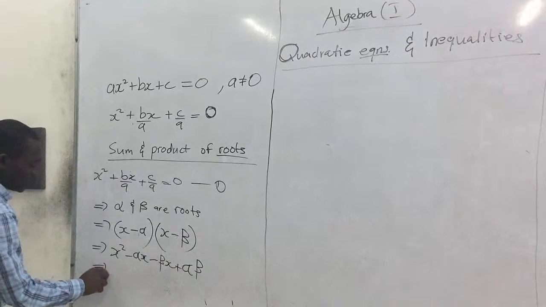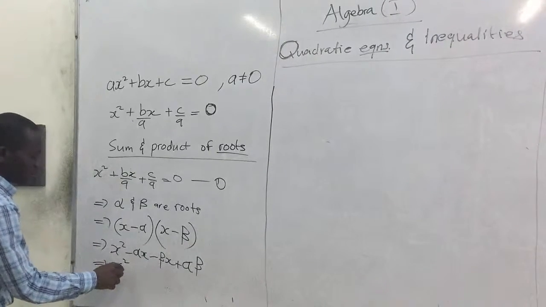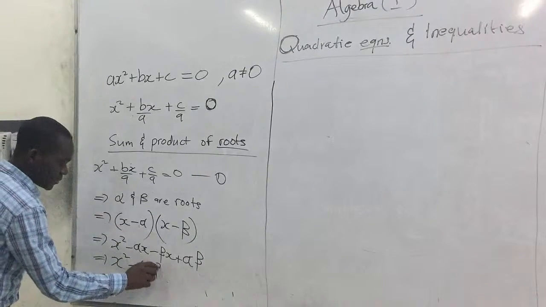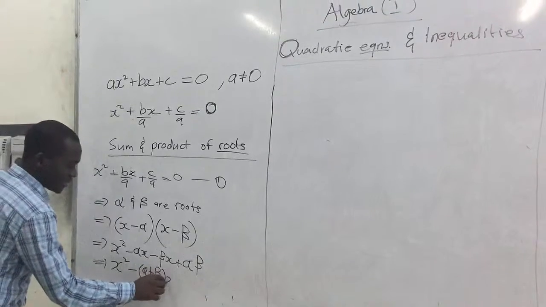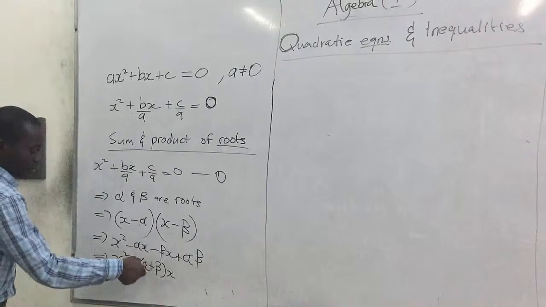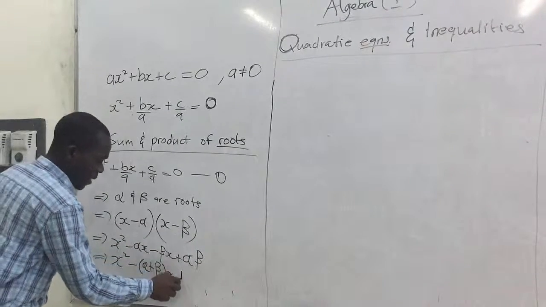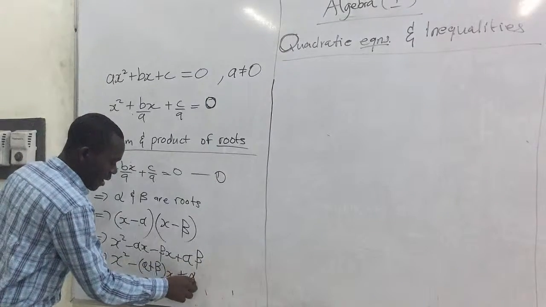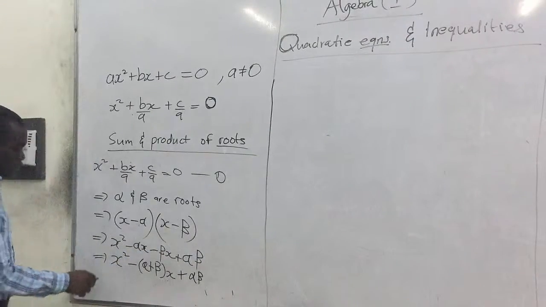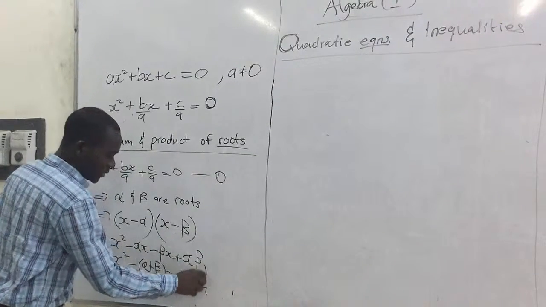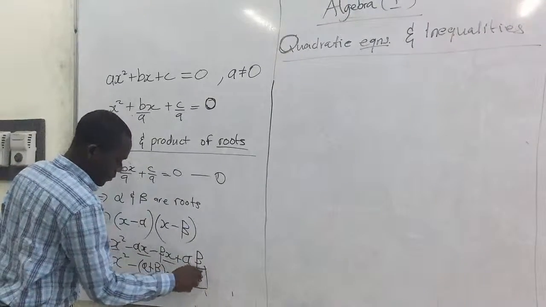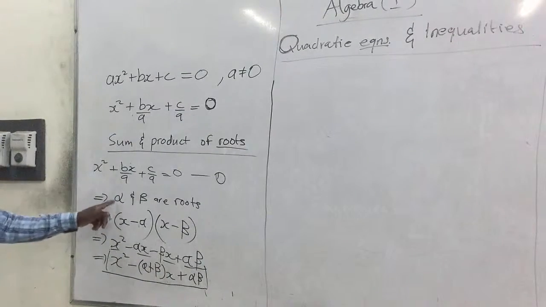When we factorize the x out, we are going to get x squared minus (alpha plus beta) in brackets x. We factorize the x out and we factorize the negatives also out. We are left with alpha plus beta in the bracket, plus alpha beta. This becomes a general quadratic equation for the roots alpha and beta.